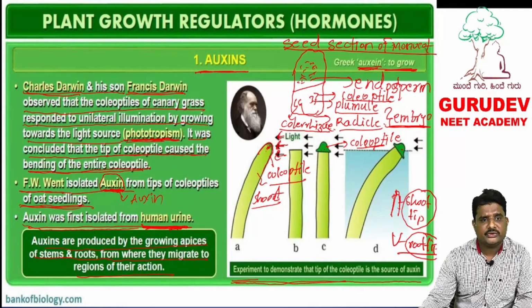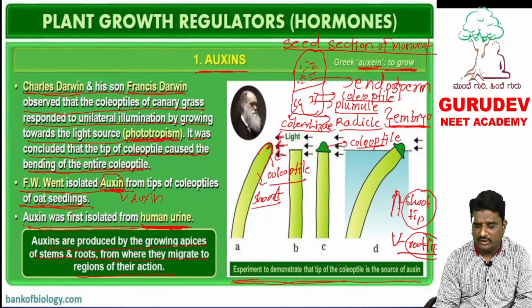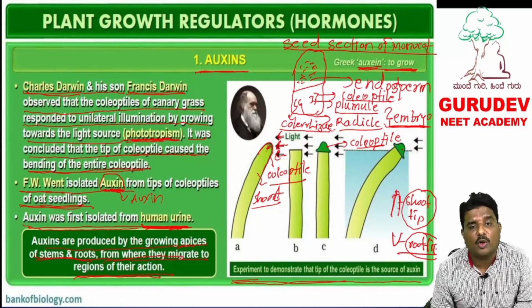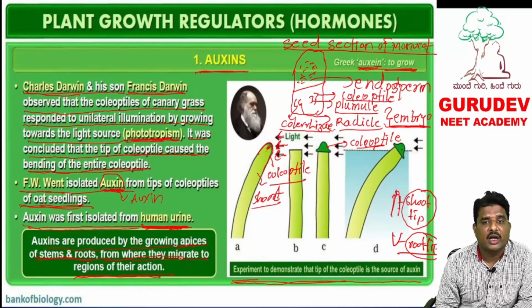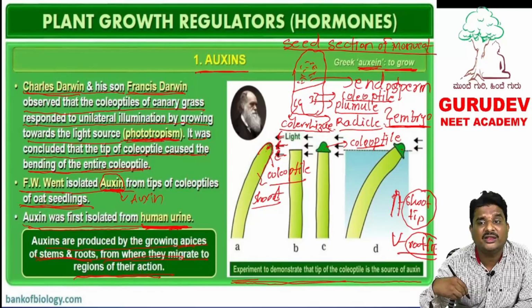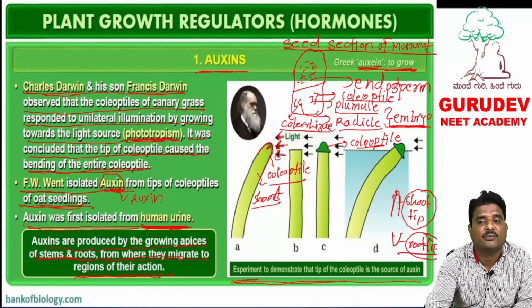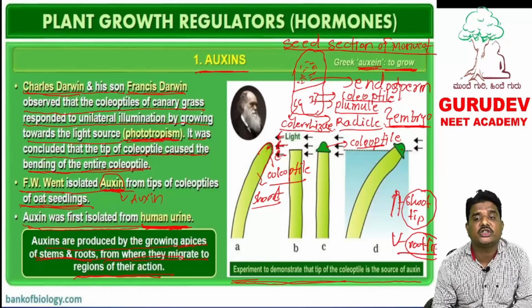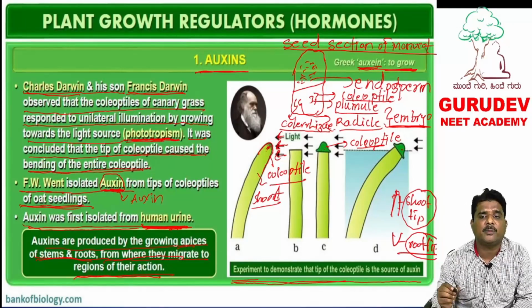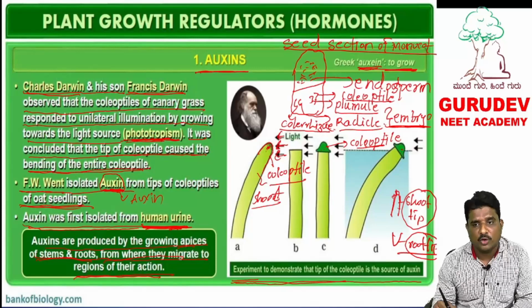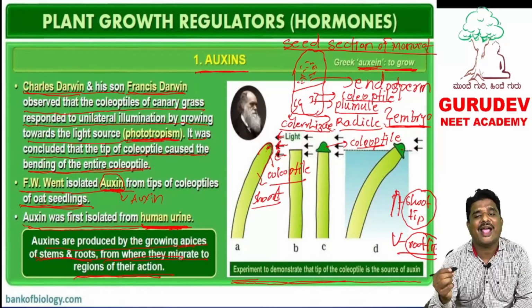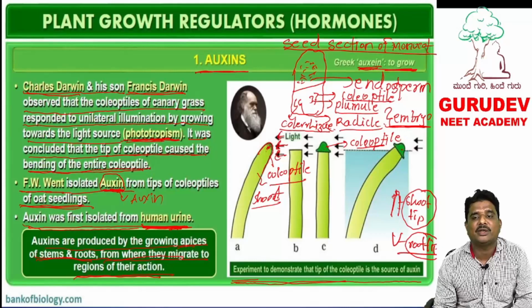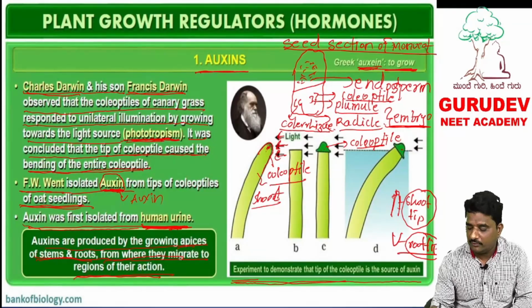The auxins we have studied are generally produced at the growing tip of the root and stem, from where they migrate to the other regions of their action. Generally shoot tip and root tip produce auxins, and they migrate to where they will perform their action. If produced at the shoot tip, they migrate towards the root for their action, or if produced at the root tip, they migrate towards the shoot for their action.